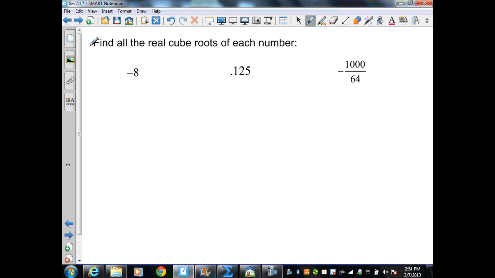On this example, I want to find all the real cube roots of each number. The cube root of negative 8 is negative 2. A negative times a negative is a positive, 4 times a negative 2 is a negative 8. The cube root of 0.125 is 0.5, positive. And the cube root of negative 1,000 over 64: take the cube root of the numerator, which is 10, the cube root of the denominator, which is 4, and of course that is negative.